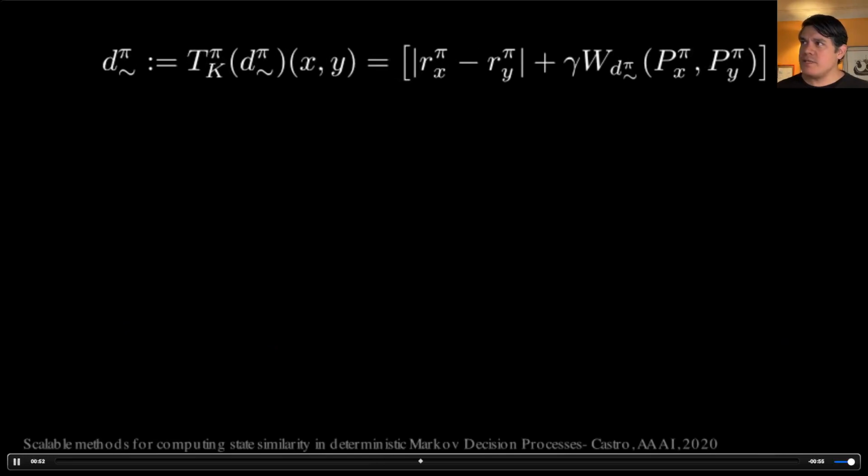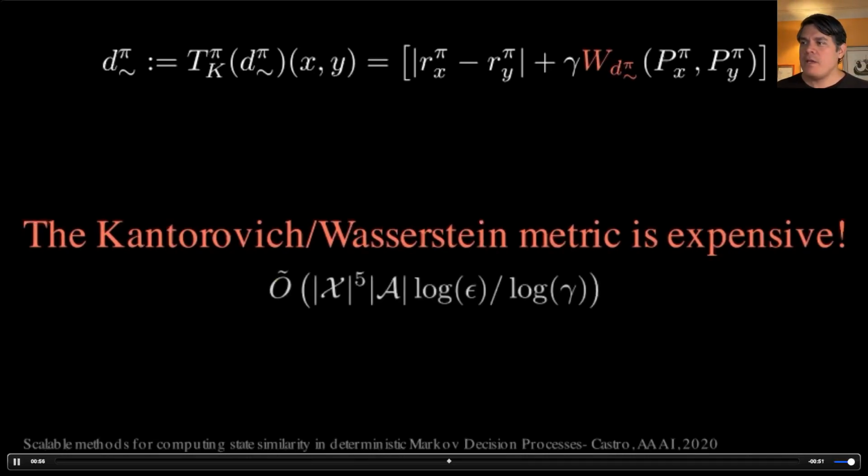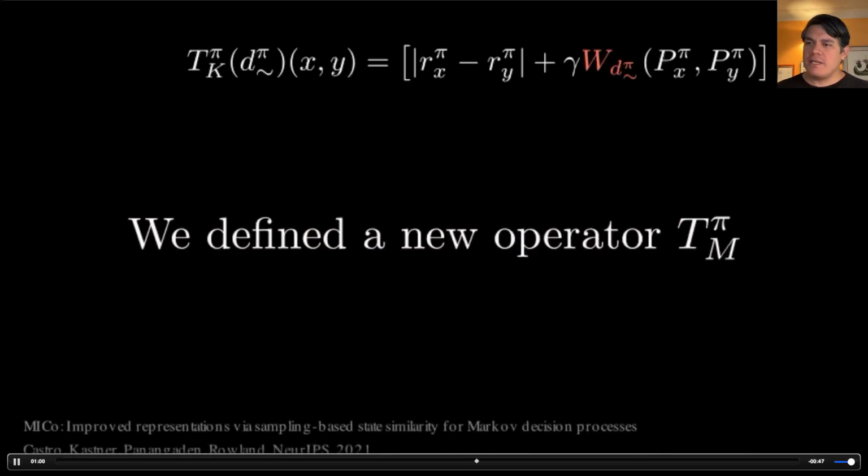So the issue with this is that we still have to compute this Kantorovich-Wasserstein metric between next state transitions, which is expensive and also typically requires access to the model, which is not something we have access to in reinforcement learning. And so here's the complexity of this, which is very expensive. And so what we did in a paper in NeurIPS 2021 is we defined a new operator, which is very similar to pi bisimulation metrics.